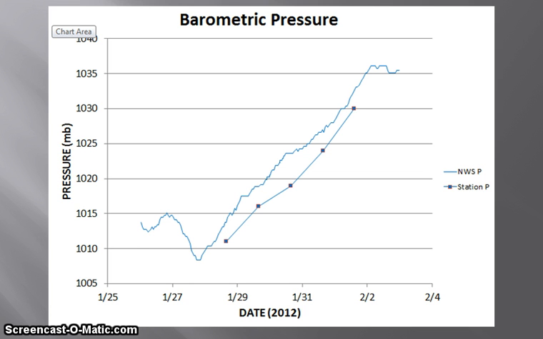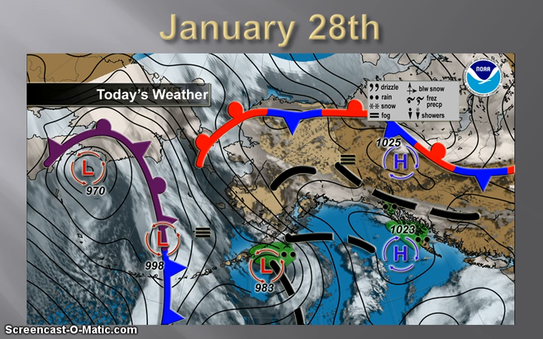On January 30th, it rose again to 1019 millibars. On January 31st, I observed 1024 millibars. And on my final day, February 1st, it rose to 1030 millibars. These observations indicate that there was a high pressure system moving into the area and that it remained in the area throughout the week. This is a view of the weather on January 28th.